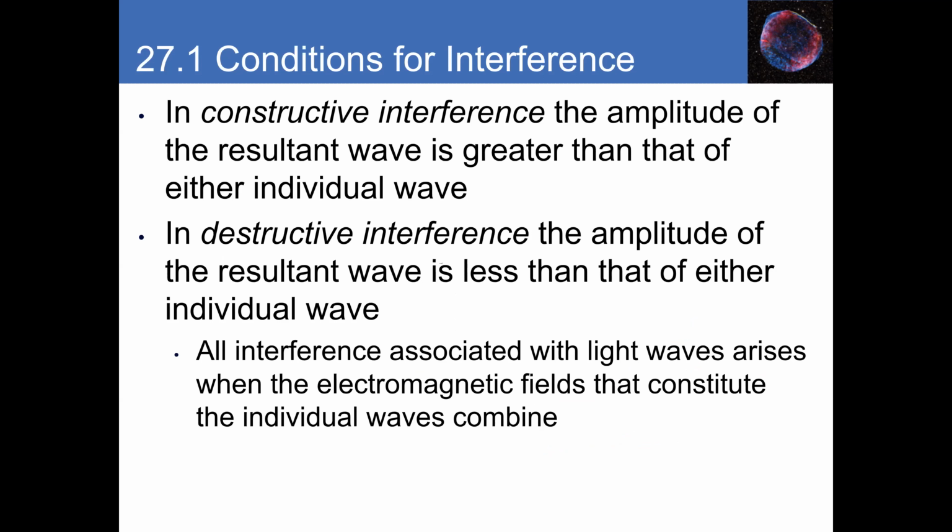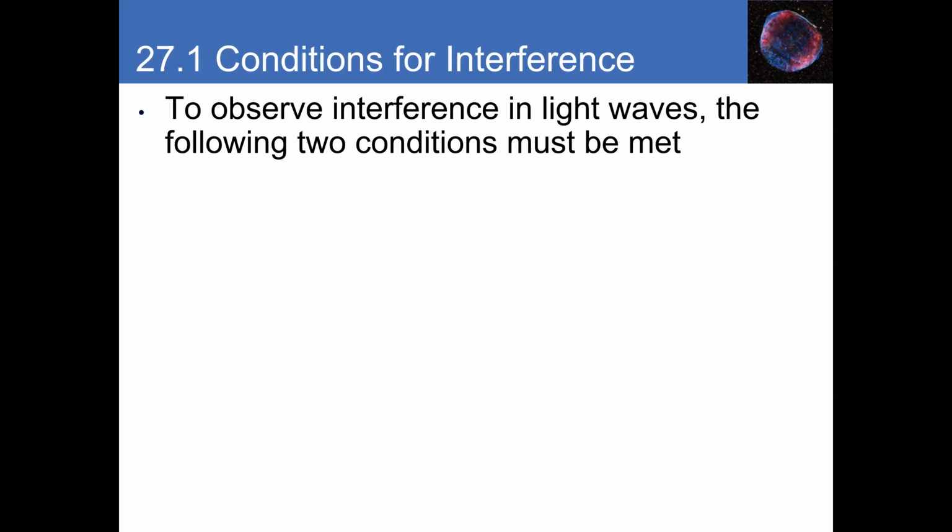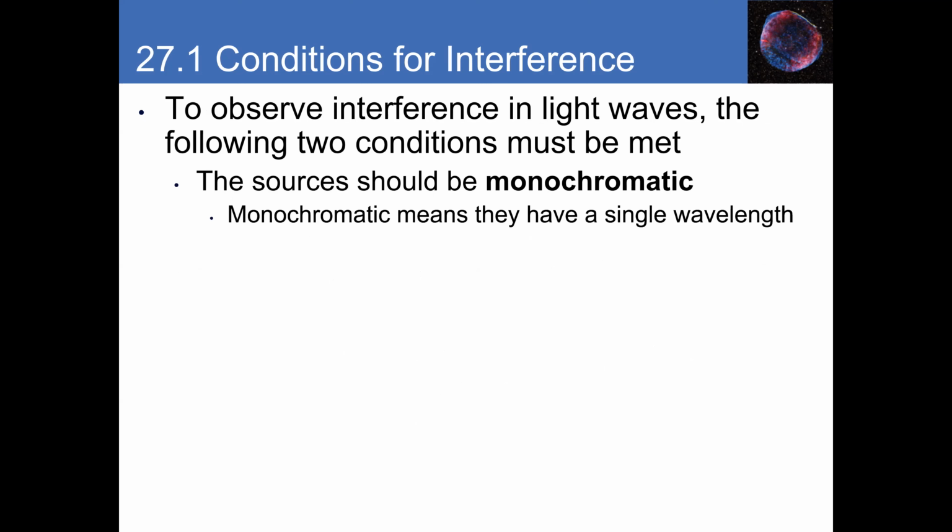So we are assuming that this is true for any waves, and since light is an electromagnetic wave, this is also true for the light. All right. So to observe interference in light waves, the following two conditions must be met. Okay. So the source should be monochromatic, meaning that it's a single wavelength for each wave.